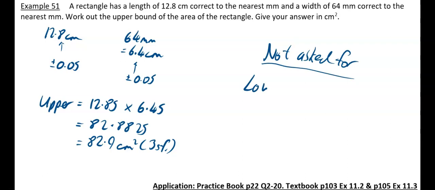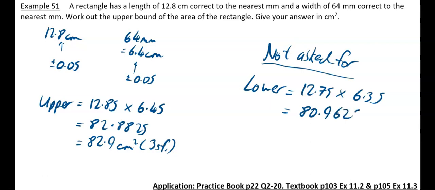Your lower bound of 12.8 would be 12.75. Your lower bound of the 6.4 is going to be 6.35. And when you multiply those out, you're going to get 80.9625. And again, I've given it to 3 sig figs. Why I wanted to do this one was that it's a very interesting one for 3 sig figs.